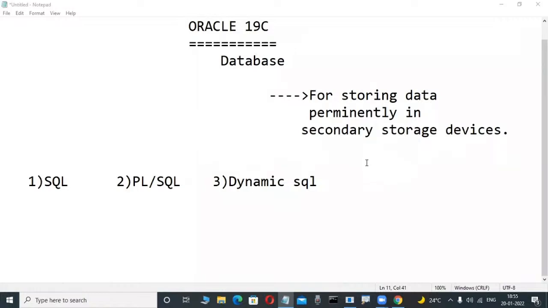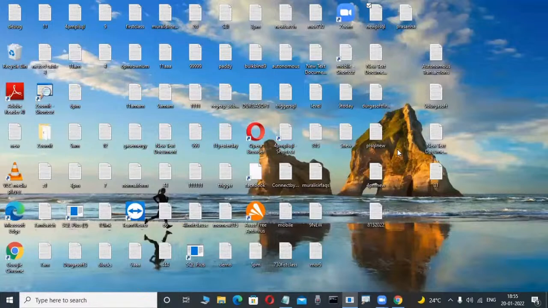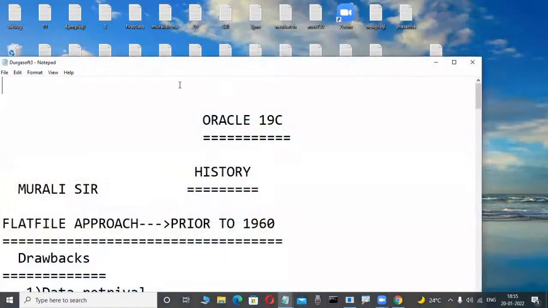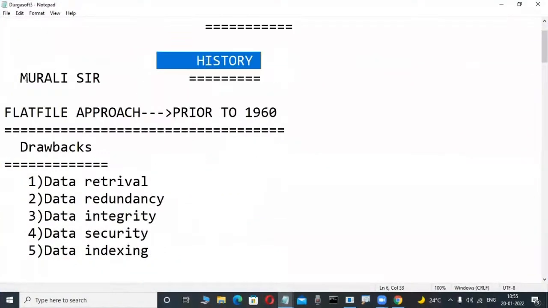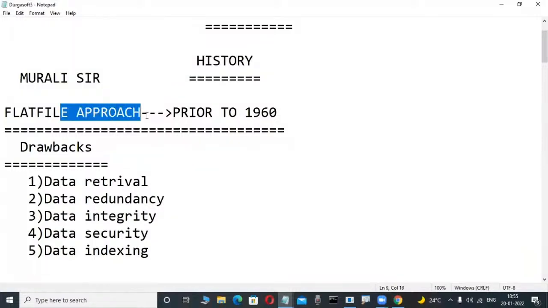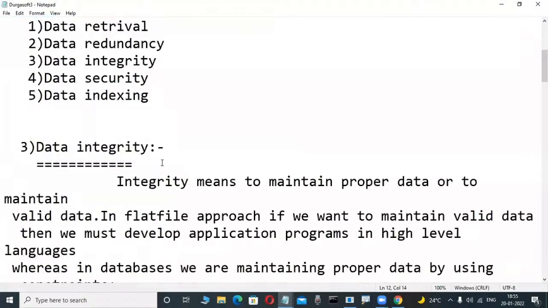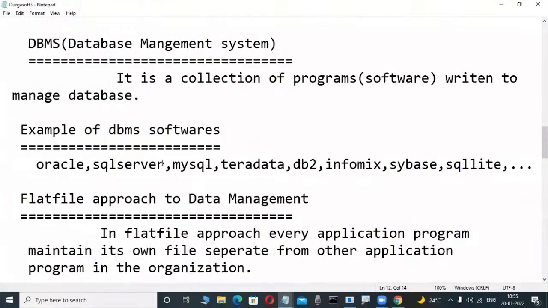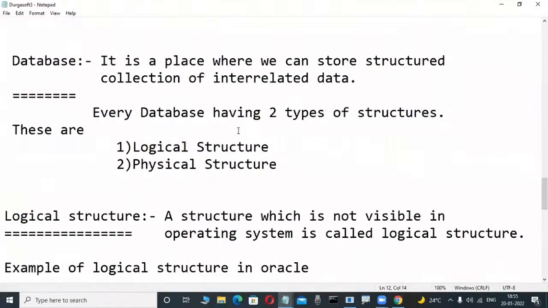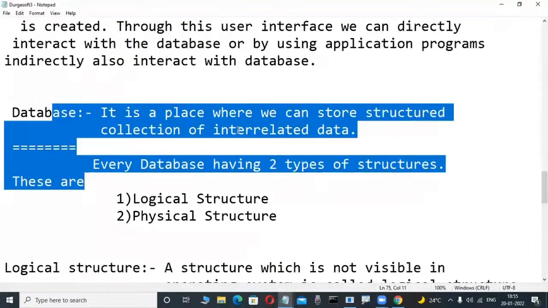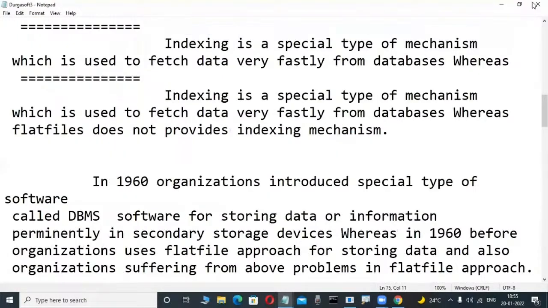In this course, we are covering SQL, PL/SQL, and dynamic SQL. Here, one of these days, we will also tell the history. In olden days the flat file approach was there. What are the drawbacks, we will learn in the middle of the course. Then what is a database? So DBMS, RDBMS, what are the differences? These are all the things we are learning one of these days.